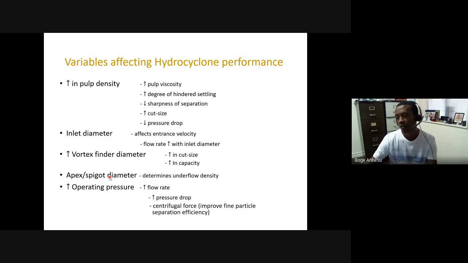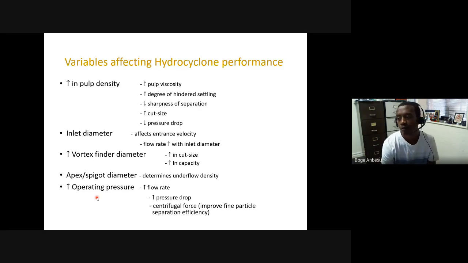So for example, you have the vortex finder, which is the overflow. If I make that bigger, I'm allowing more particles to go to the overflow. I'm allowing feed particles to go to the overflow, and that will increase the cut size. And if I increase pressure, I increase internal pressure. So increasing pressure should lead to a decrease in cut size, and so on.